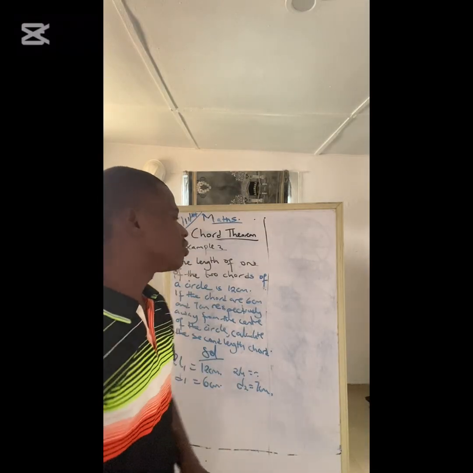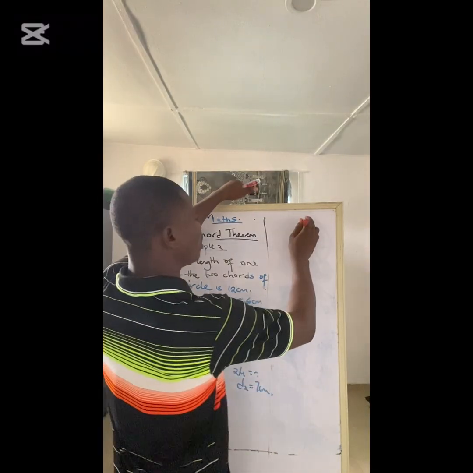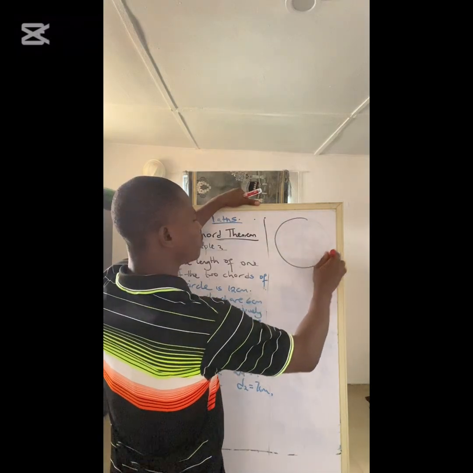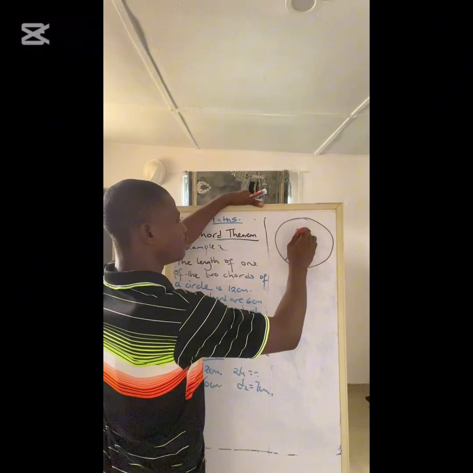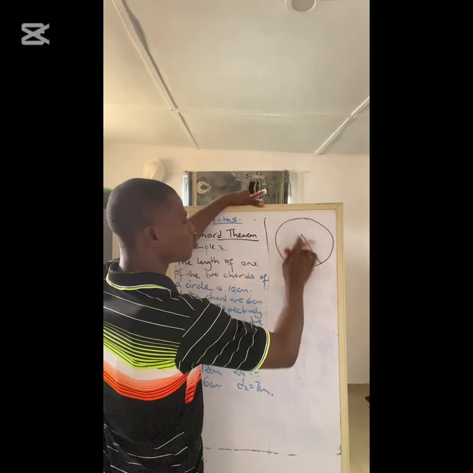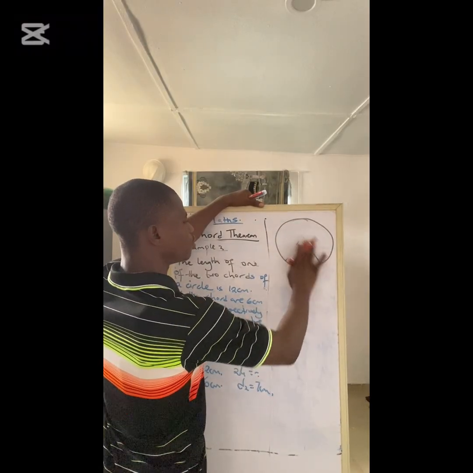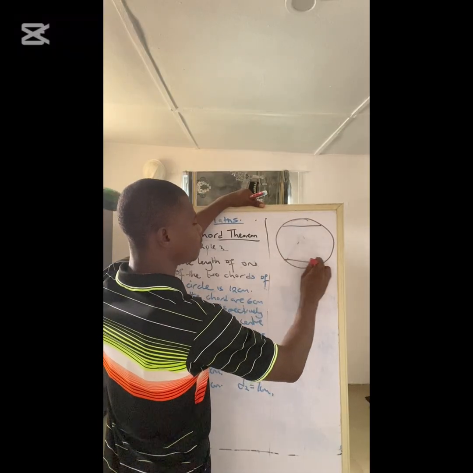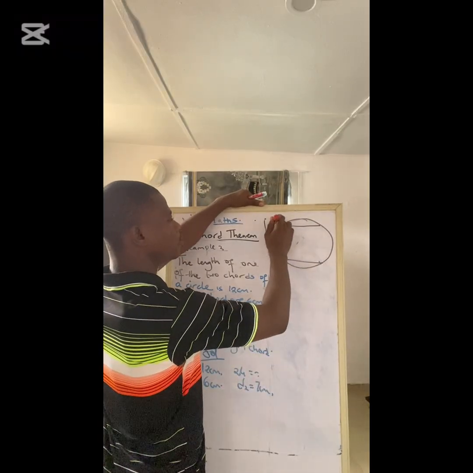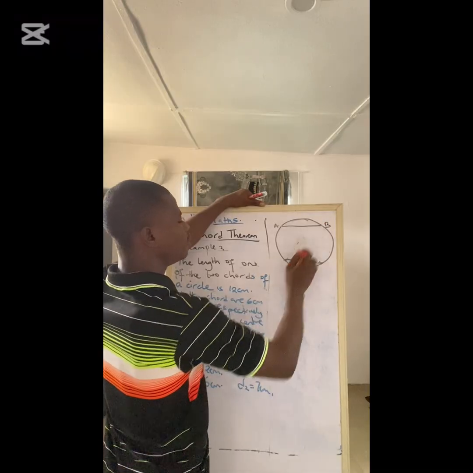So let's try to draw the diagram of the circle and see how it works. This is our circle. So we're having something this way. This is the line. We're having two chords. Let me first draw the two chords. There is one chord up, there's another one down. Let's say the chord up is AB, this is CD.